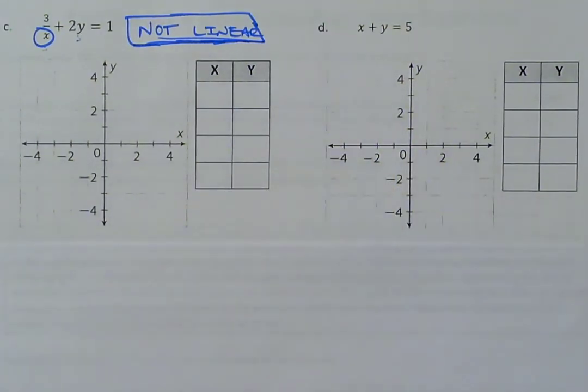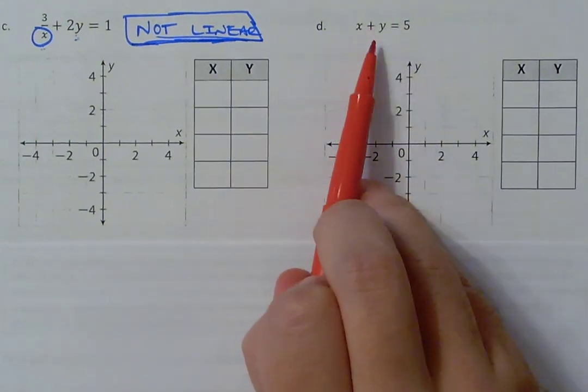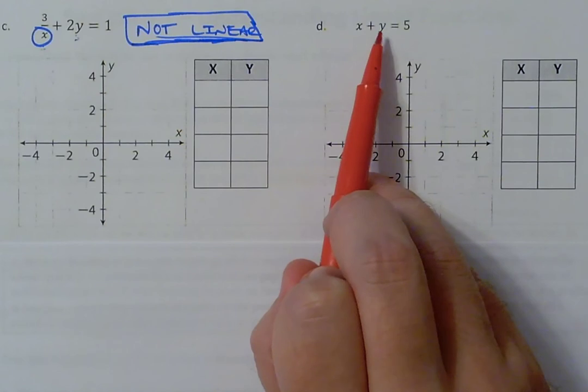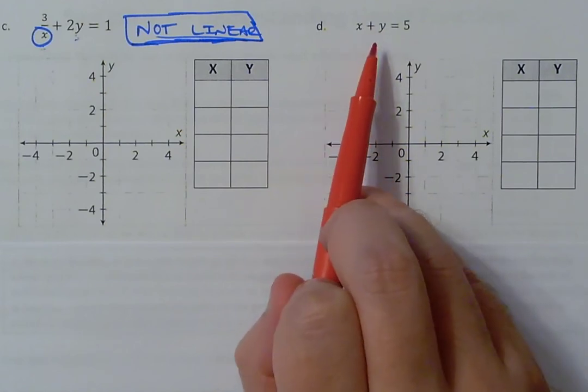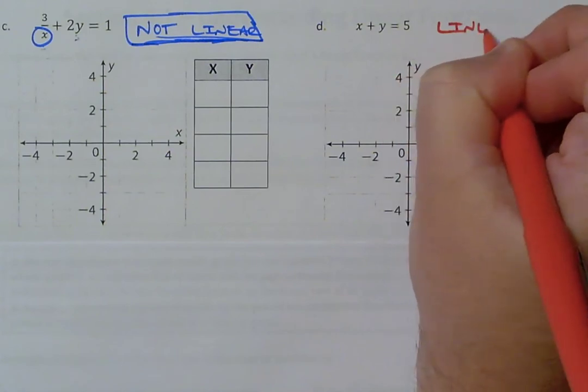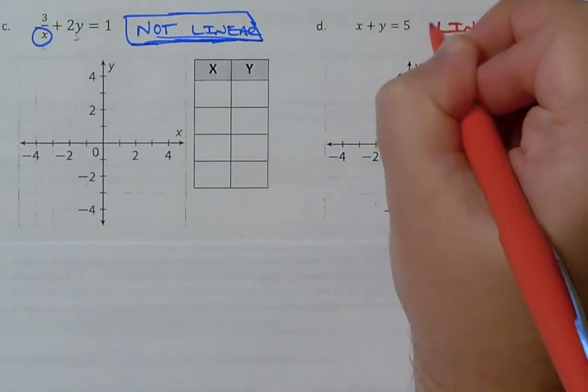All right, if we look at D, for D, I have y. X and y do not have an exponent, and x and y are not on a bottom part of a fraction. Therefore, this is a linear function.